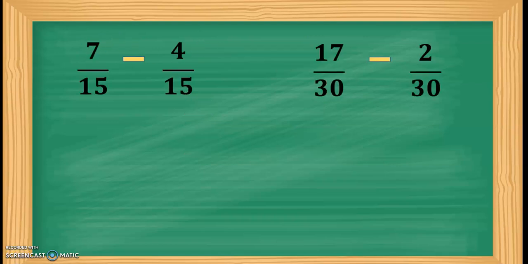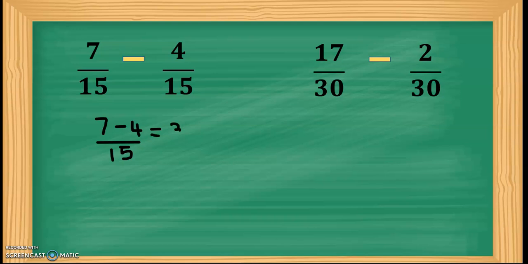Let's try example 2. We have 7 over 15 minus 4 over 15. So we're going to subtract the numerators, put it over the common denominator, and 4 from 7 will give us 3, and we will put it over the 15. Now think to yourself, can this be simplified? Yes, it can. So we're using 3, so 3 into 3 goes 1, 3 into 15 goes 5, so again, we end up with 1 over 5 for our answer.